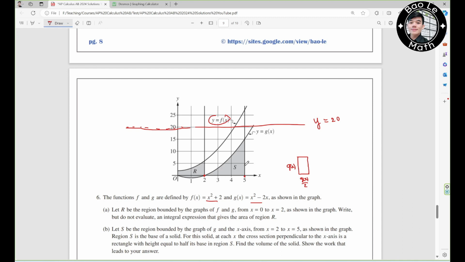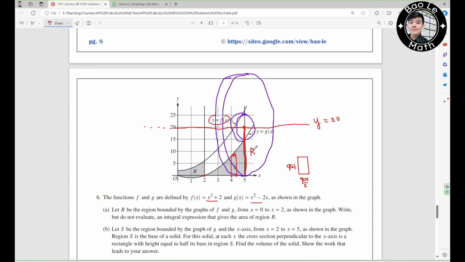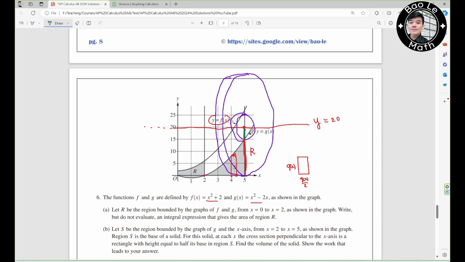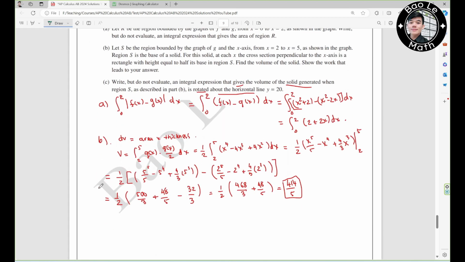So we're going to get the washer. It's going to be like this. The distance from here to here, this is the big R, right? This is the radius of the bigger circle. And then the distance from here to here, right here, this is the radius of the smaller circle. This one right here is the thickness. So this is ds.